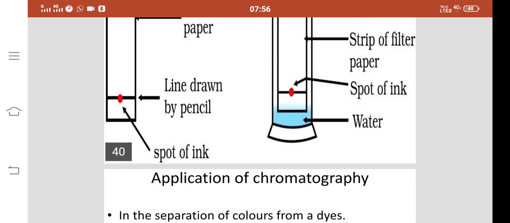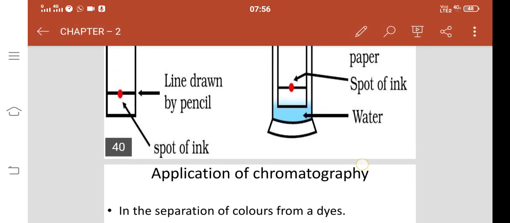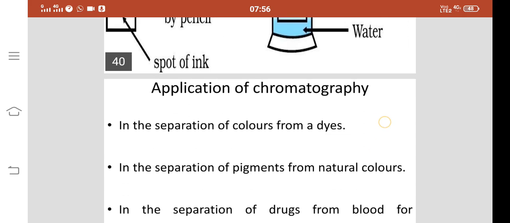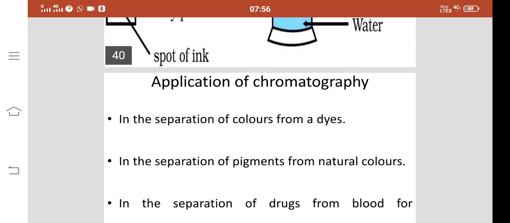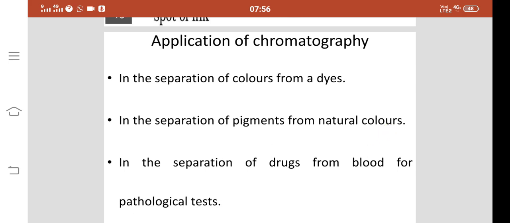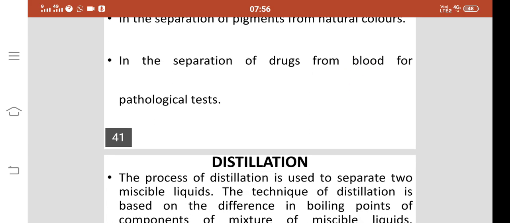Now the applications of chromatography. Chromatography is used in the separation of colors from dyes, in the separation of pigments from natural colors. It can be used in the separation of drugs from blood for pathological tests. So these are the various applications of chromatography.